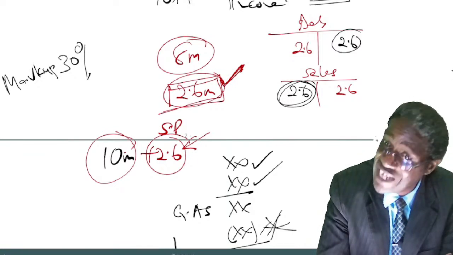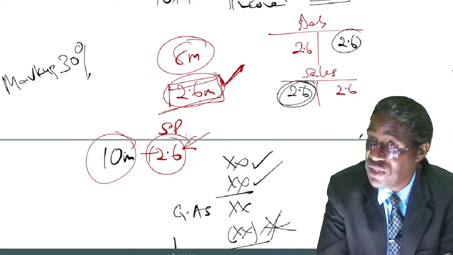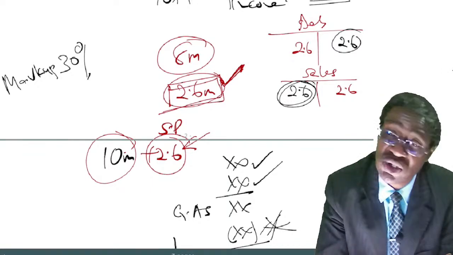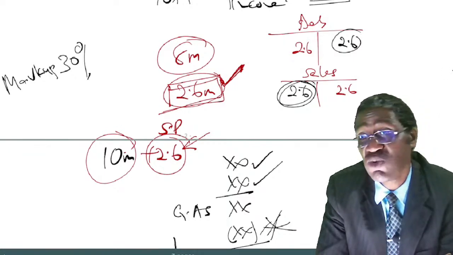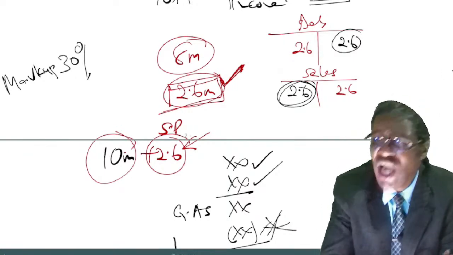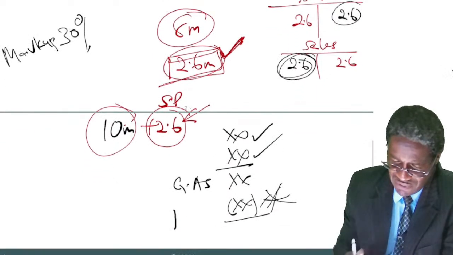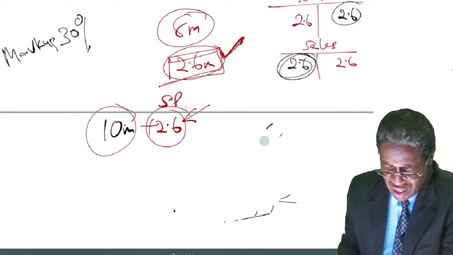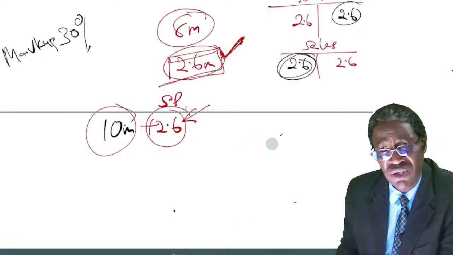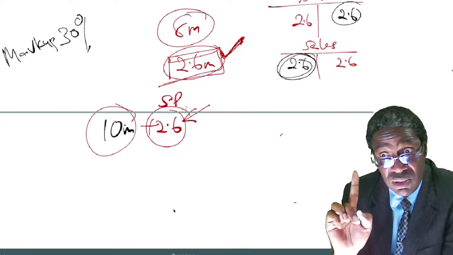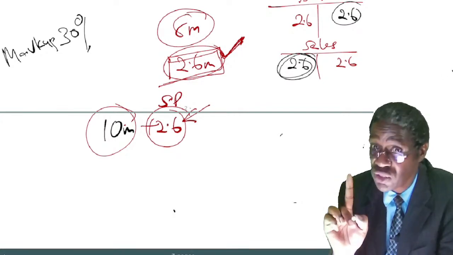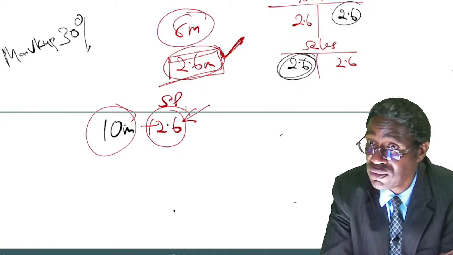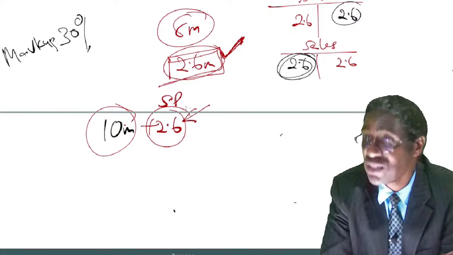Listen, that's why the examiner went further and gave you the markup. Some questions might give you the margin. This one gave you the markup. Why were you given the markup? Listen carefully so that you use it to ask yourself, how much out of this 2.6 million is the cost? If I'm able to get the cost, then it is that cost that I will add to the 10 million or to whichever closing stock that I'm given.